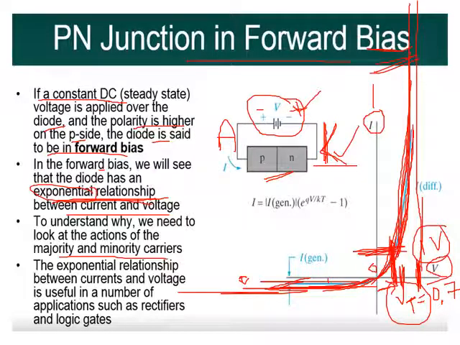Why? Because it is present in reverse bias condition. And why saturation current? Because it is saturated, right? It is not changing, it is not increasing. After it attains this, it will be constant, right? So it is called reverse saturation current, because of majority and minority carriers.